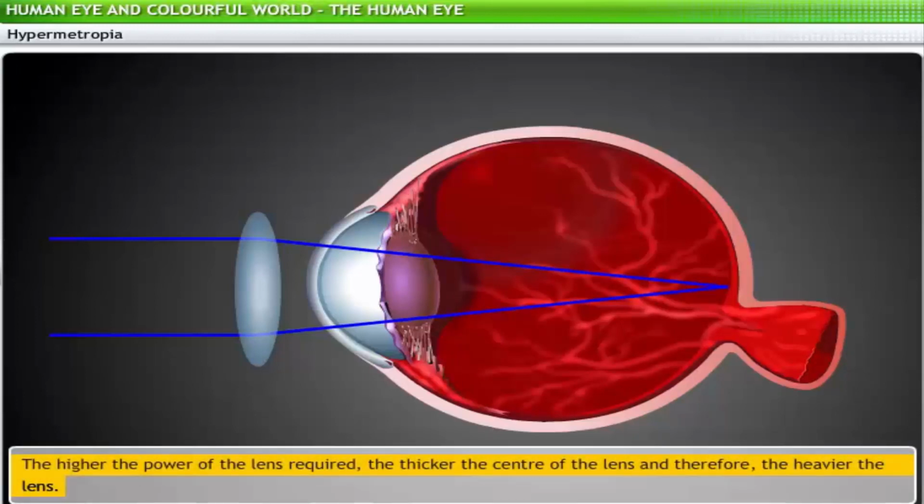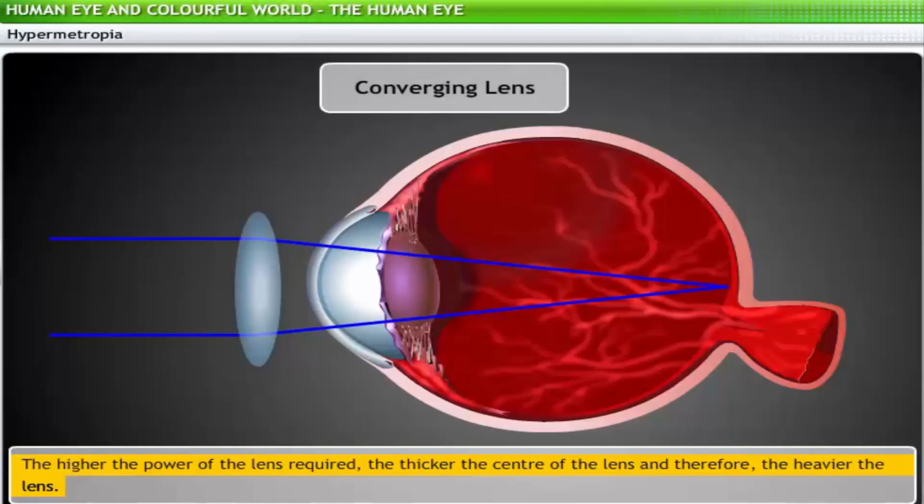The higher the power of the lens required, the thicker the center of the lens, and therefore the heavier the lens. The rectification lens for hypermetropia is also referred to as the converging lens, as it converges the beam of light incident on it.